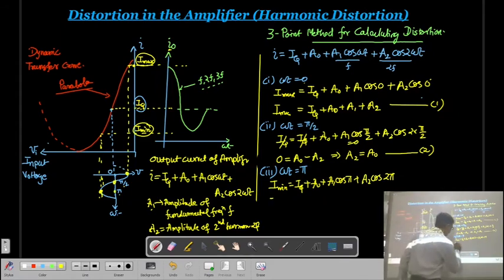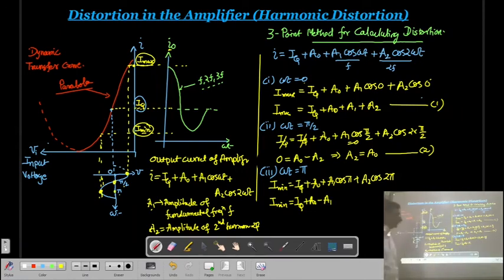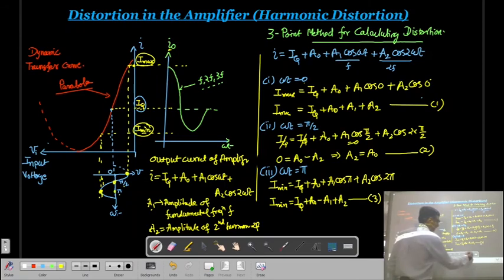So I minimum is equal to IQ plus A0. Now cos pi is minus 1, so minus A1, and cos 2 pi is 1, so plus A2. This is my expression number 3. So if we solve these three different equations, then you can find out what A0, A1 and A2 are. Correct? So what are the three equations? Here I will show that one.